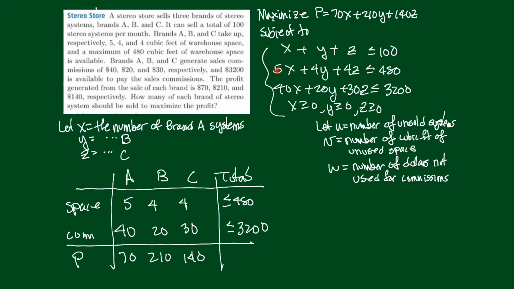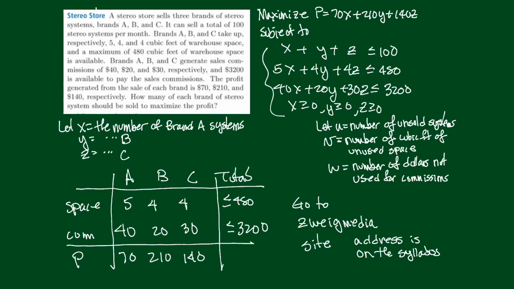This is the amount of space that we have available. So I'm going to let V be the number of unused cubic feet. So we may not fill everything up with what we use right here, and this will be the number that we don't use. And then the last inequality here, this is the amount we have for sales commissions. So I'm going to let W be the number of dollars that we don't use for sales commissions.